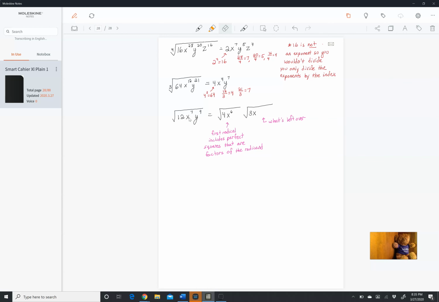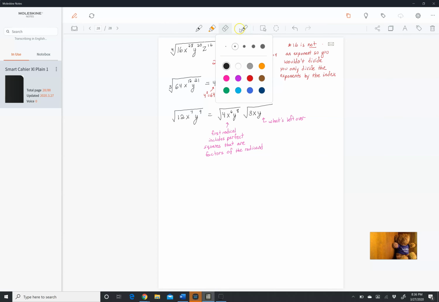Now we're going to do the same thing with the y to the 9th. So we start at the 9 and we say, is it divisible by the index, which is 2? 9 is not divisible by 2. So we go down by 1. Is 8 divisible by 2? Yes, 8 is divisible by 2. So we're going to put a y to the 8th here. And what's left over? Well, we have 8 y's. We need one more. So we just leave it as 3xy.